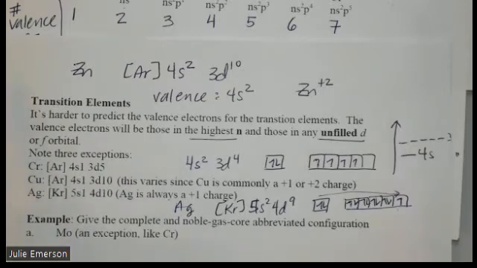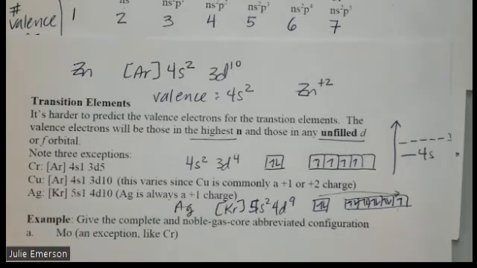All right, so these are some of the exceptions just to remember. The chromium, same with molybdenum, tungsten: instead of an S2D4, it becomes an S1D5. And then that 9 slot, the copper, silver, gold: instead of an S2D9, it's going to become an S1D10.